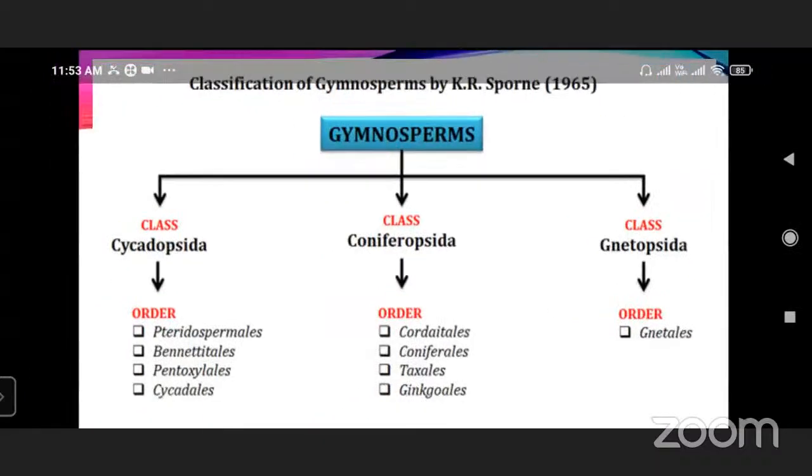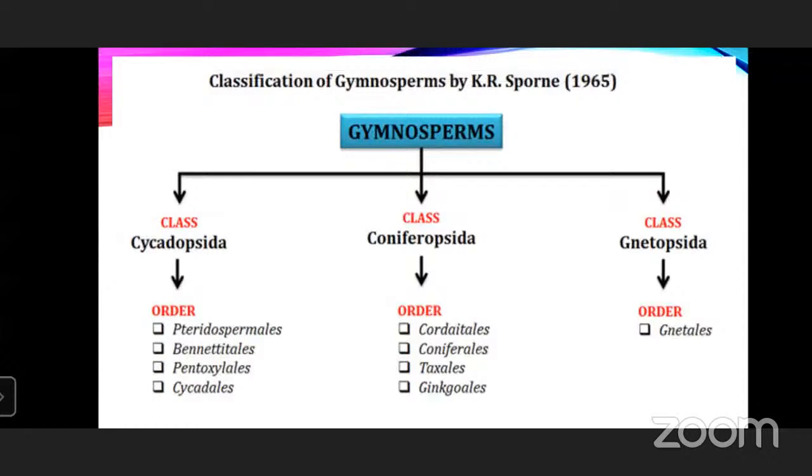It is the classification of gymnosperms. This classification of gymnosperms was proposed by Sporn in the year 1965. Sporn divides the entire gymnosperms into 3 classes. They are Cycadopsida, Coniferopsida, as well as Gnetopsida. The first class, Cycadopsida, is divided into 4 orders. They are Pteridospermales, Bennettitales, Pentoxylales, and Cycadales.